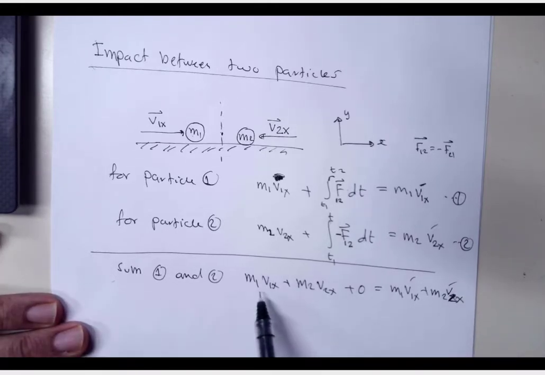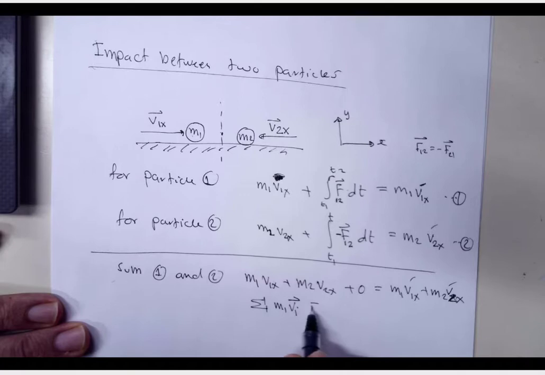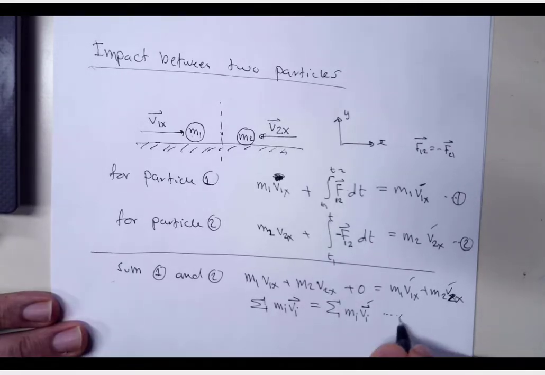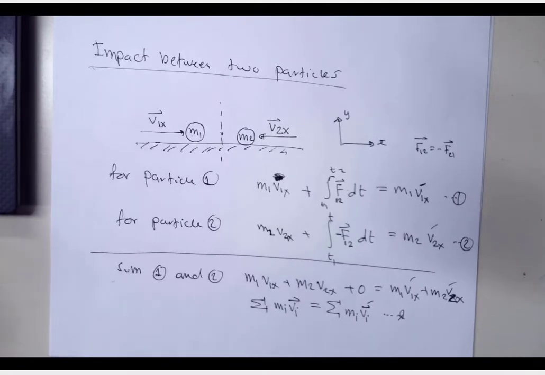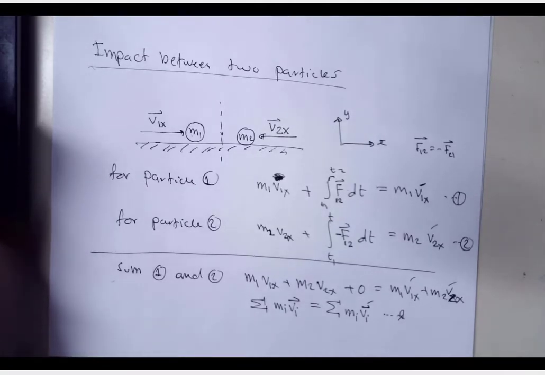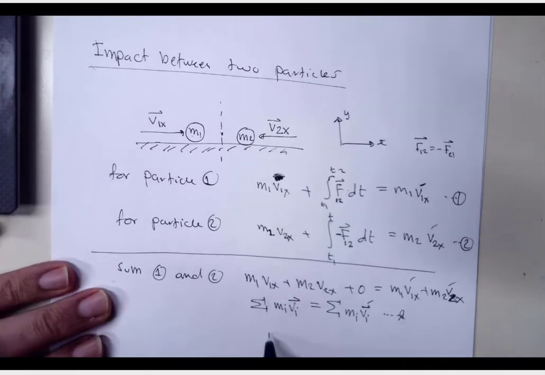Alright, so it means the summation of linear momentum of the system before is the same as the summation of linear momentum after. In general form, the summation of m_i v_i equals the summation of m_i v_i prime. So this equation, you call it the conservation of linear momentum.